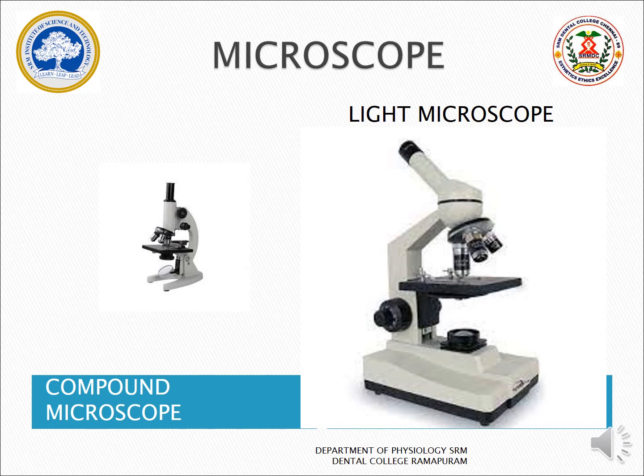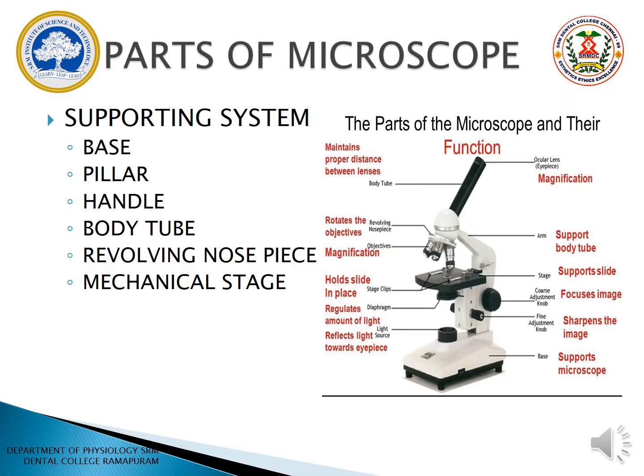We have two types of compound microscope. One we call the compound microscope, the other one is the compound light microscope. Then there is the pillar which stands with the coarse adjustment and fine adjustment, and a handle to carry the microscope, and a body tube where you can find your eyepiece. Then the revolving nosepiece, where you can find different kinds of lenses used for magnification. Then the mechanical stage, where we are going to place a slide.